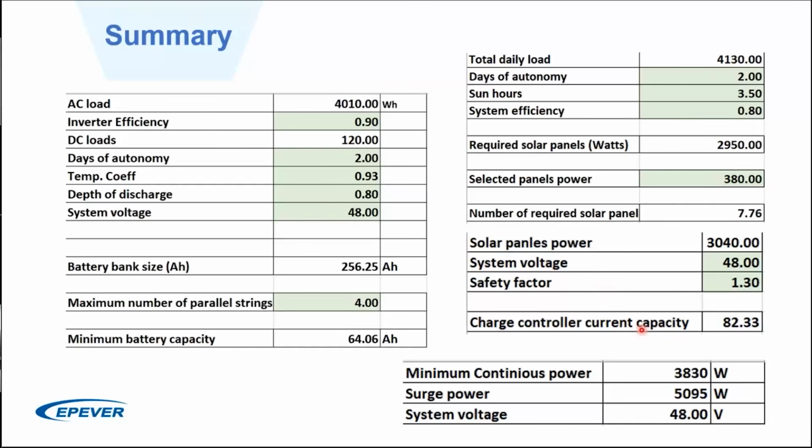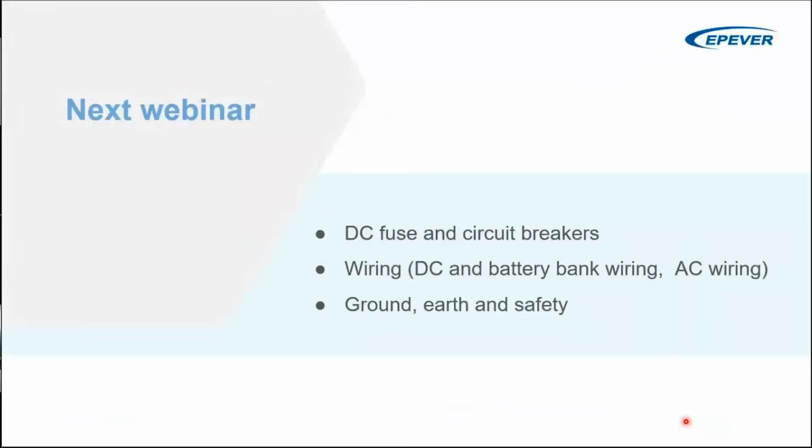And then this is the charge controller part. We came to the conclusion that we need an 82 ampere charge controller. And finally, these are the calculations about the inverter. We need an inverter that surges to this amount and has a minimum continuous power of this amount, and the system voltage is this amount. So we have finished designing the system, but it's still not complete.